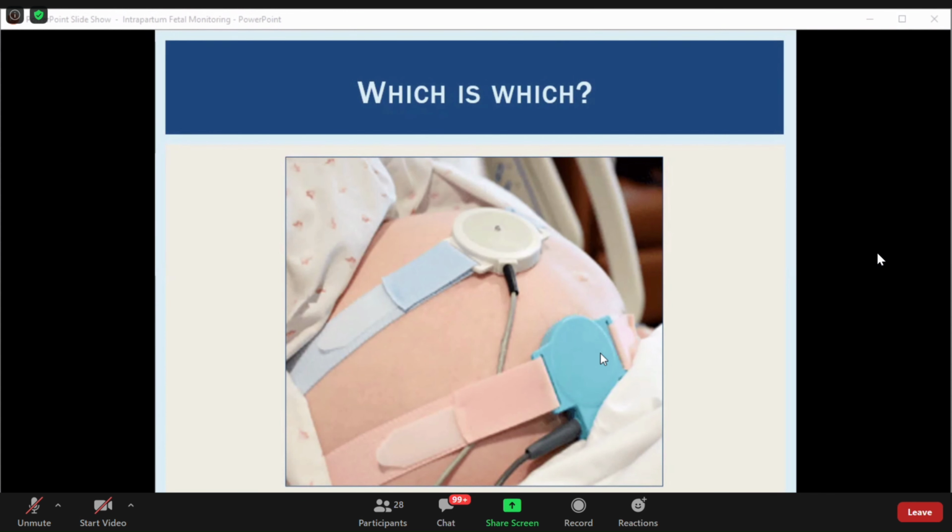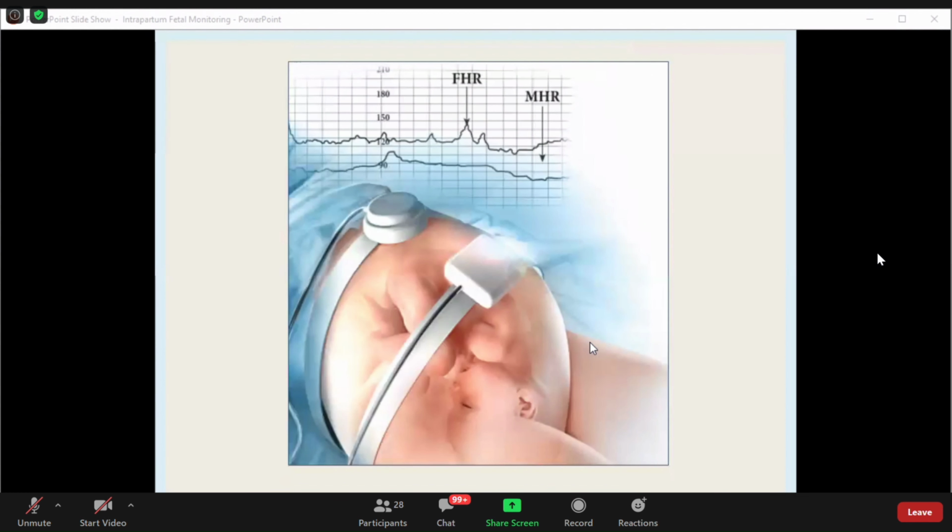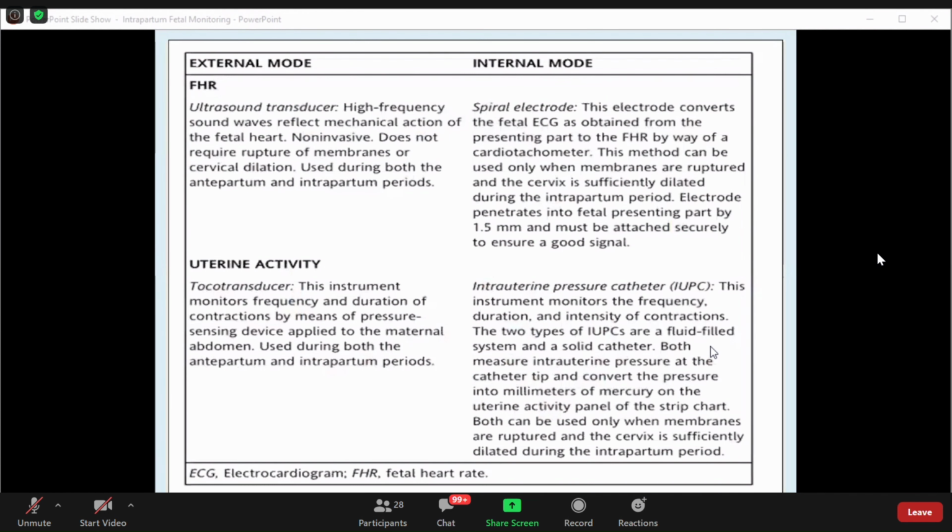The fetal heart rate monitor in this case is placed lower, okay? So in this case, the lower monitor was the fetal heart Doppler, and the tocotransducer was the one at the top. All right, so that's external.